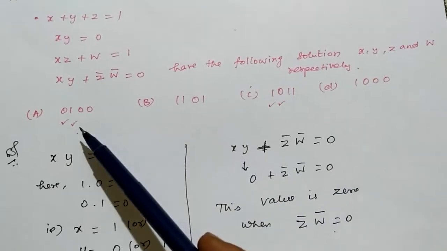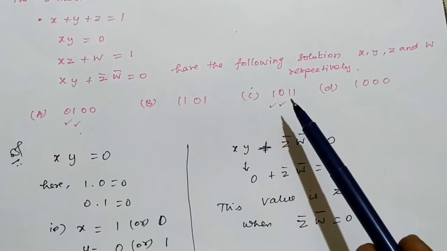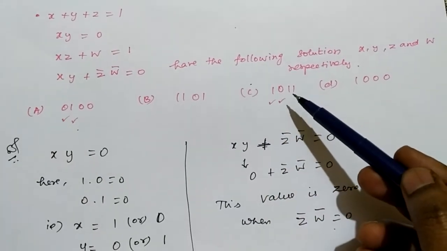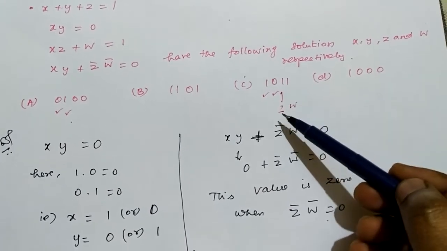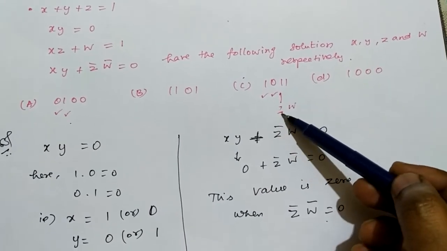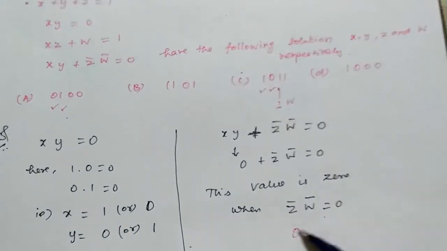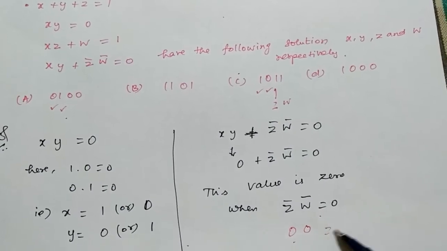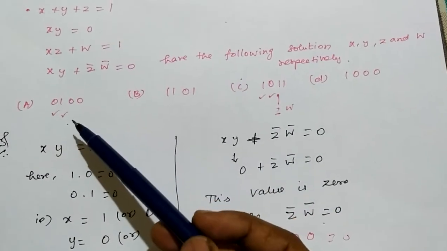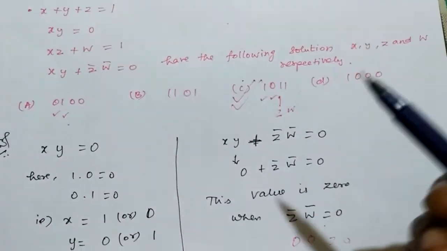Among the two cases shortlisted previously, A and C, when we take this C answer, here we have Z, this is W. When we have Z is equal to 1, whose complement is 0, W is equal to 1, whose complement is 0. So 0, 0, answer is 0. So among the two cases shortlisted previously, C is the answer for this problem.